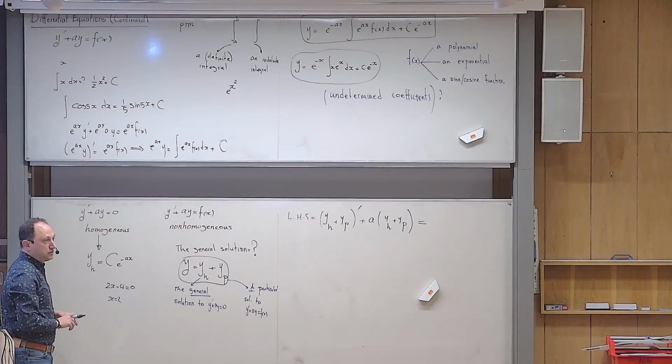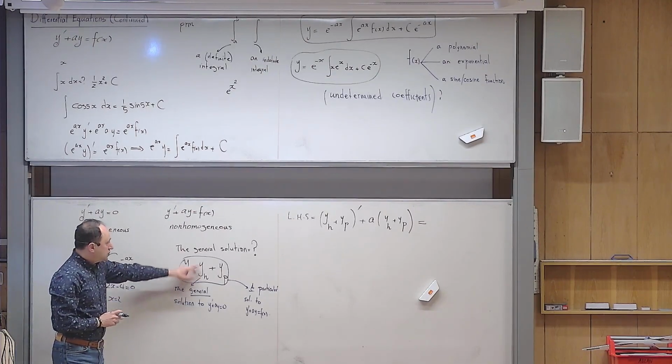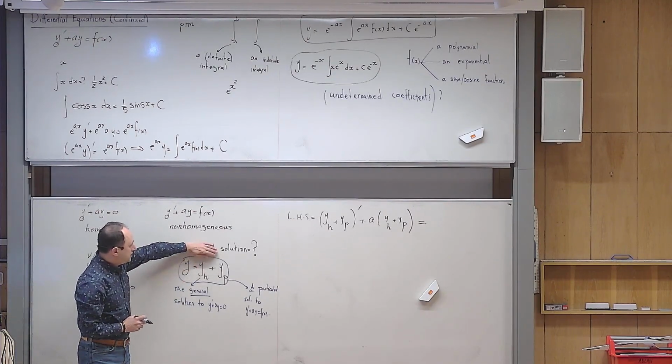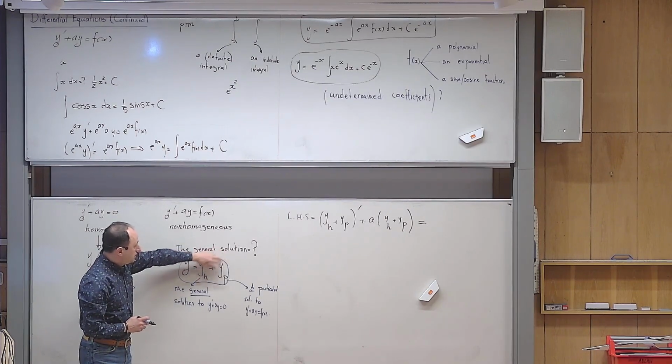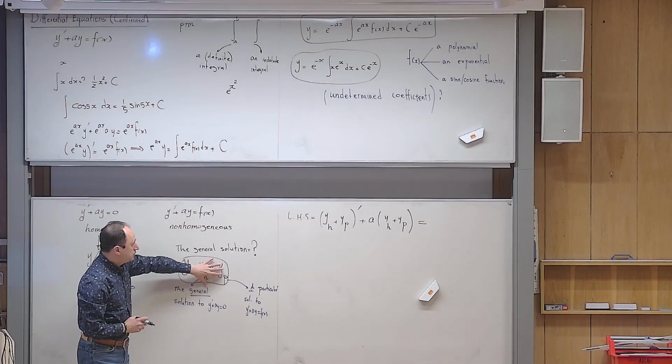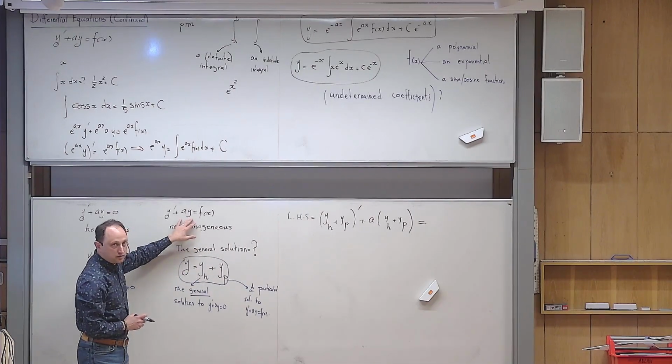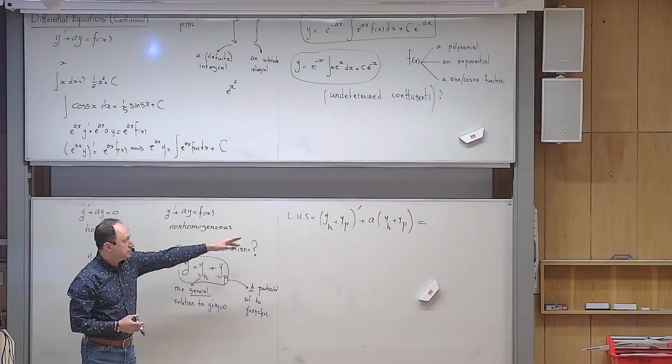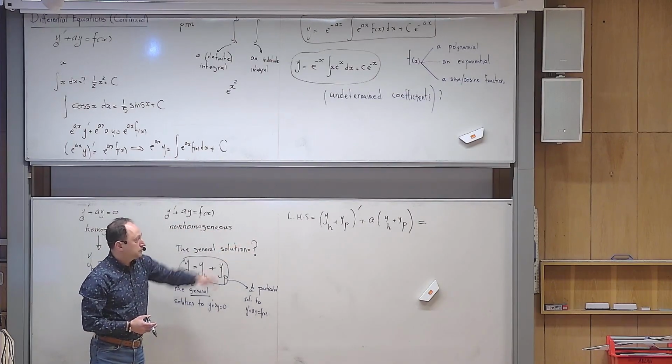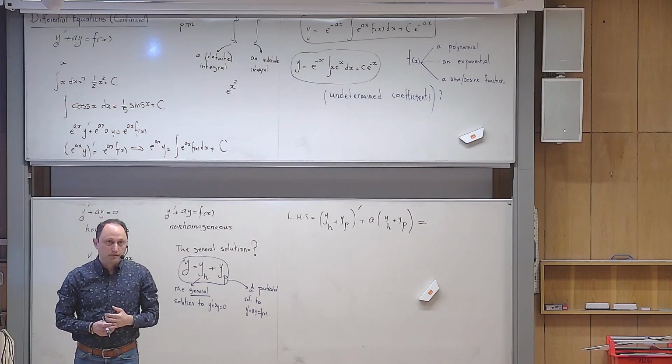So what do you think I will do now? I am claiming this is the general solution. Forget about this adjective for the time being. Just concentrate on being a solution. I'm claiming this is a solution. To prove my claim, I have to show that if I insert it here, it works. So what should I do? I inserted that, and I want you to help me to continue. What's the next step? Yeah?